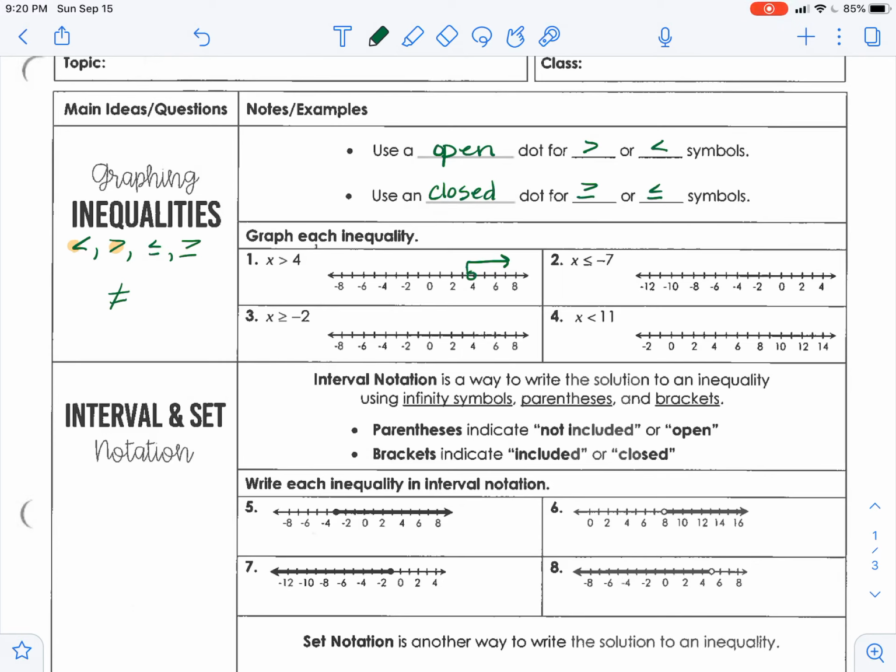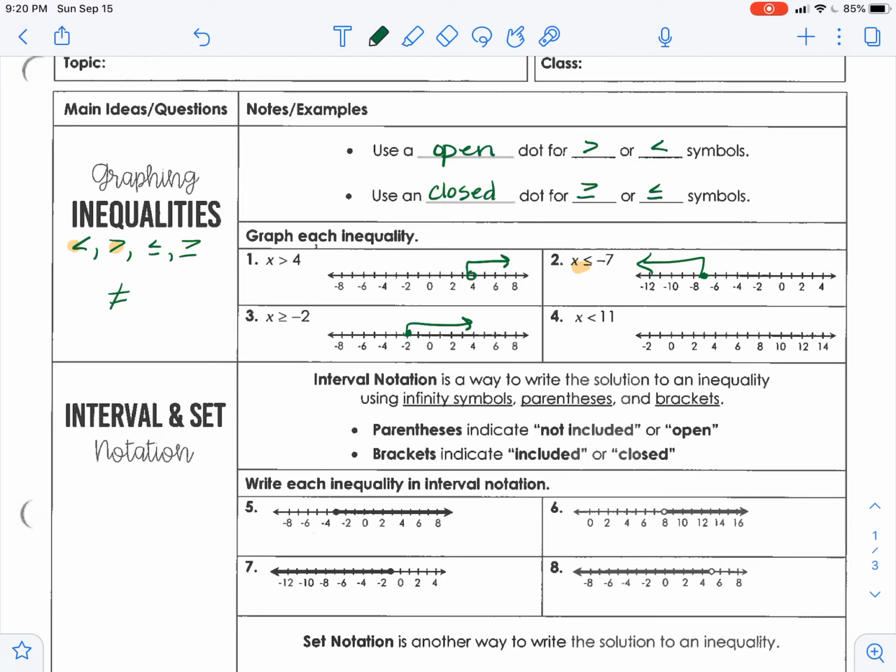Number 2. X is less than or equal to -7. Since we have the equal to symbol, it is going to be a closed circle at -7, and less than means to the left. Number 3, x is greater than or equal to -2. Again there's an equal to, so closed at -2, and then we're going to go right. Okay, so greater than is always going right, less than is going to go left.